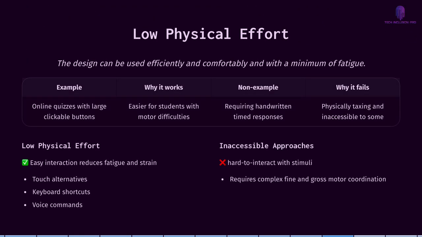You also want low physical effort, so literally making this more easy to physically engage with something. So if you're using online quizzes, maybe you have large clickable buttons. It's easier for students with motor difficulties, but just for folks in general, right? So a non-example would be requiring handwritten timed responses, which might be difficult for individuals with cognitive disabilities or cognitive considerations. Doing things under time can be incredibly stressful.